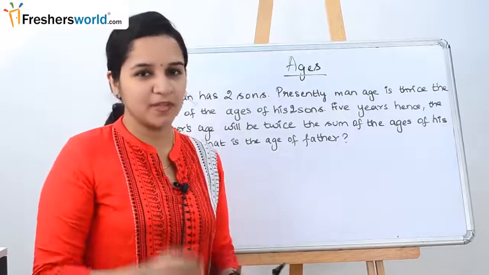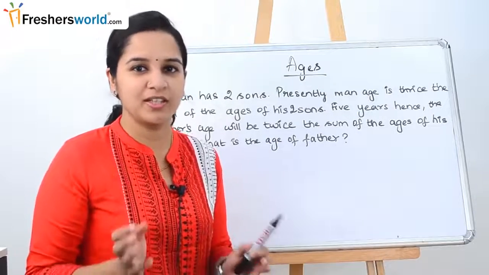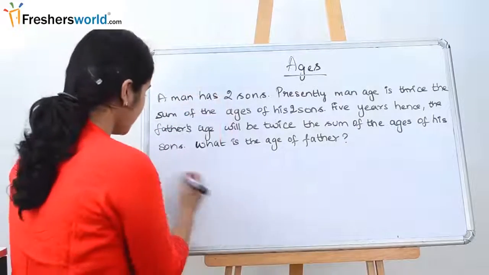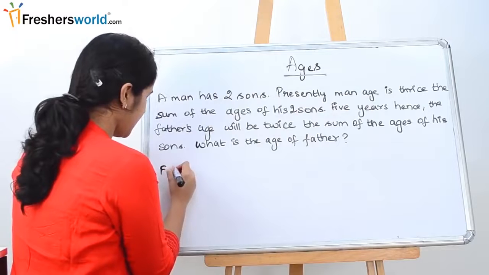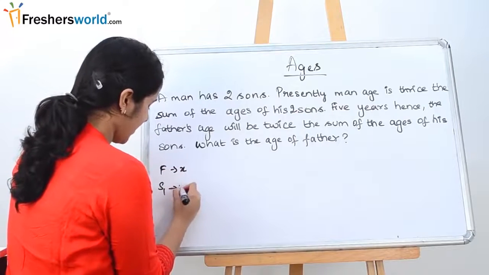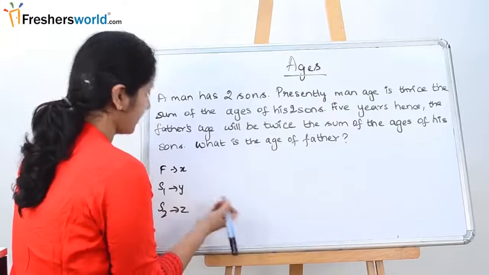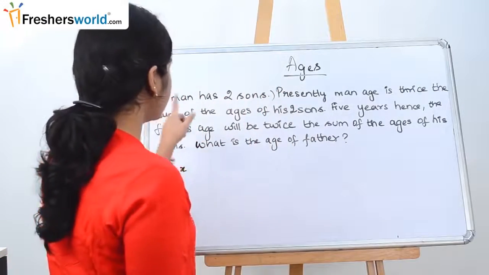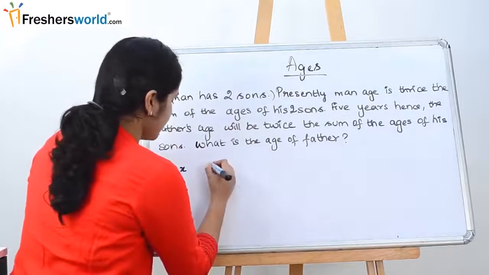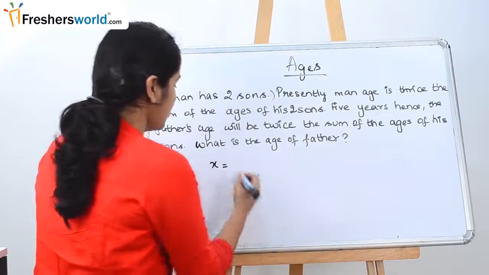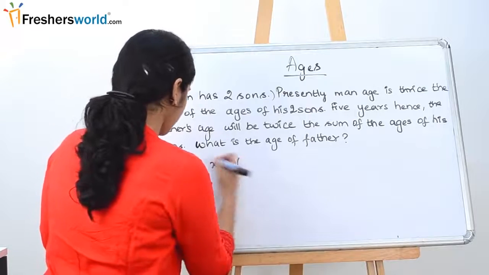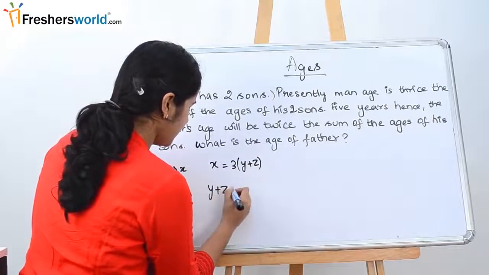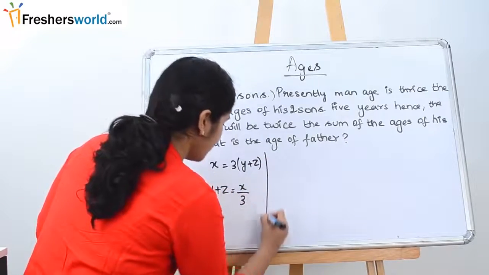So as I have told you in the previous videos, you have to split the question in the ages to understand it much better. So first they have given a man has 2 sons. Let's take the father as X, son 1 as Y and son 2 as Z. So this is one part. Presently, the man's age is thrice the sum of the ages of his sons. So, present age of man is thrice the ages of his sons, which is 3 of (Y plus Z). This can also be written as Y plus Z is equal to X by 3. So, let's keep it aside.